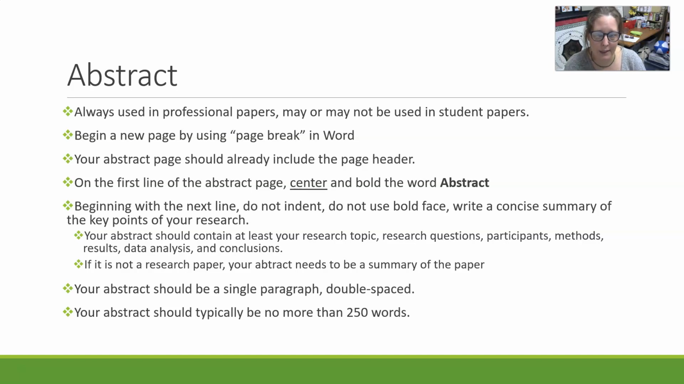Then beginning with the next line, you don't indent. It's possible that Word wants to indent automatically, and that's okay. You just move it back to where it's flush left. And don't use boldface, use regular type font, and you write a concise summary of the key points of your research. So if you're doing a research paper, your abstract should contain at least your research topic, research questions, your participants, methods, results, data analysis, and conclusions. But if it's something else, if it's not a research paper, your abstract needs to be just a summary of the paper.